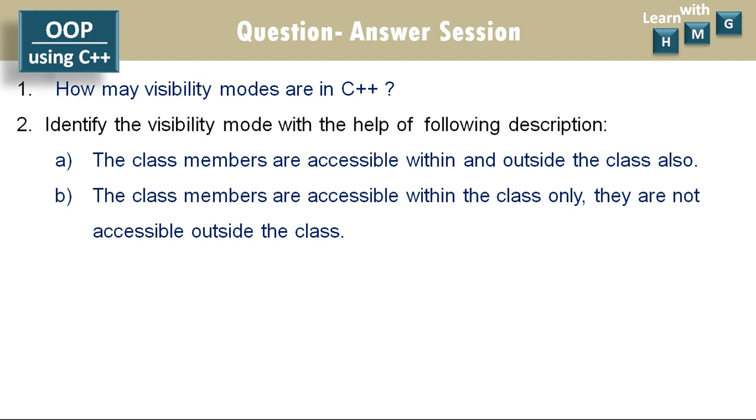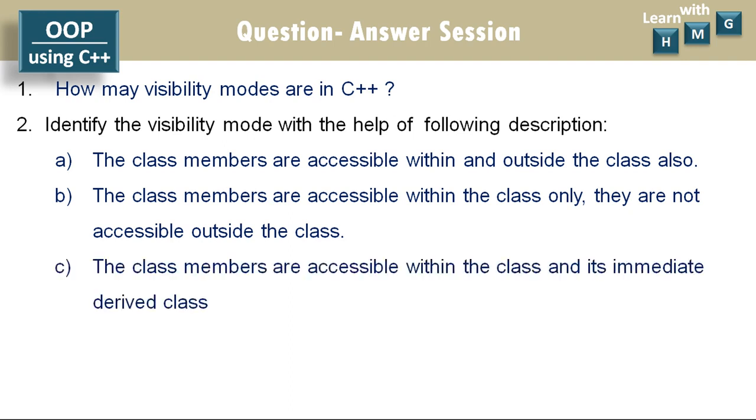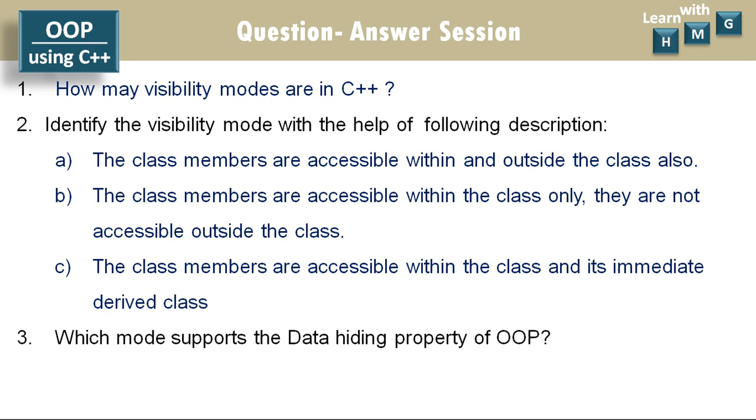So identify the mode. Third question, the class members are accessible within the class and its immediate derived class. So whatever the class members you will declare within the mode, they are accessible within its own class and its immediate derived class. So which mode is supporting this? So like this you have to answer with name of mode, whether it is private mode or protected mode or public mode. Question number 3, which mode supports the data hiding property of OOP? Out of these modes, which mode supports the data hiding property?